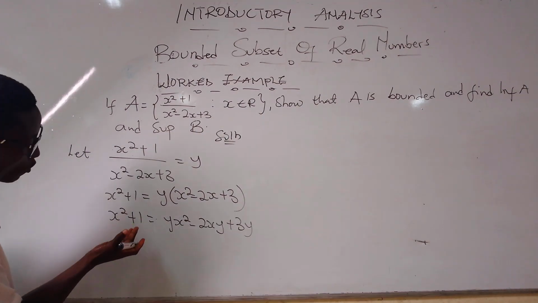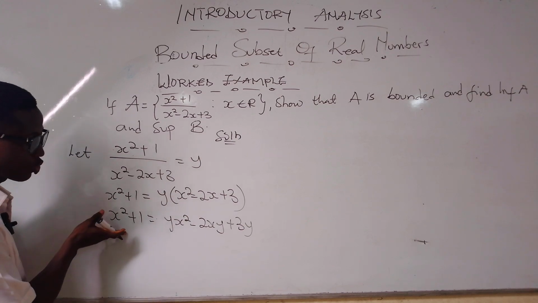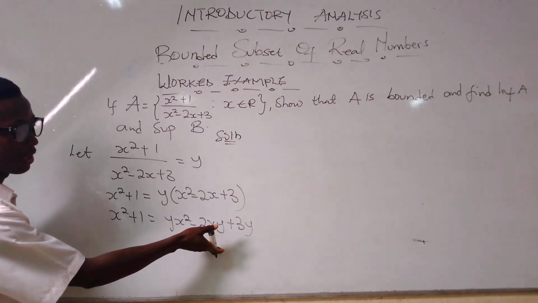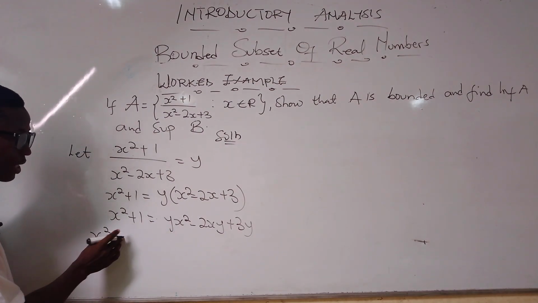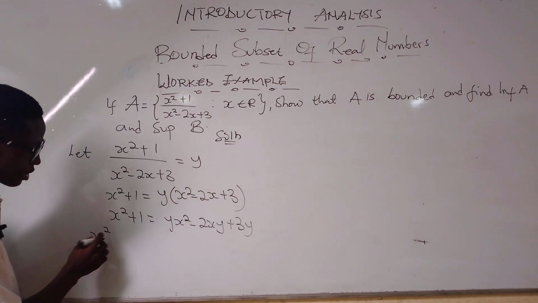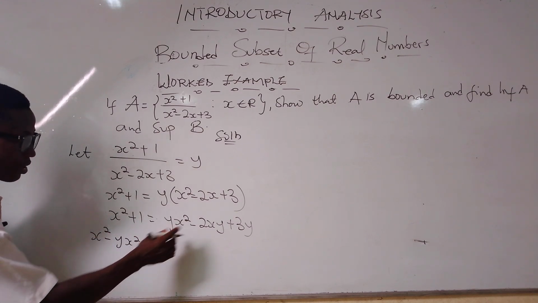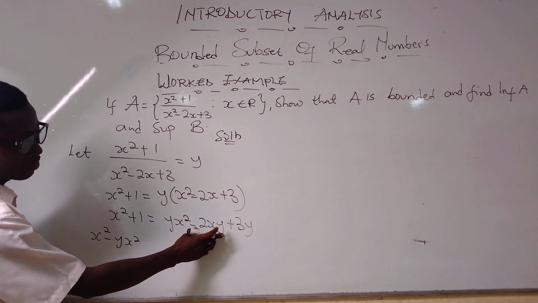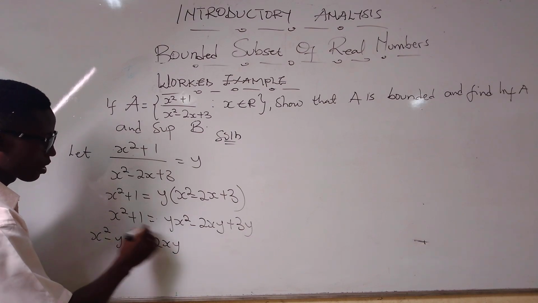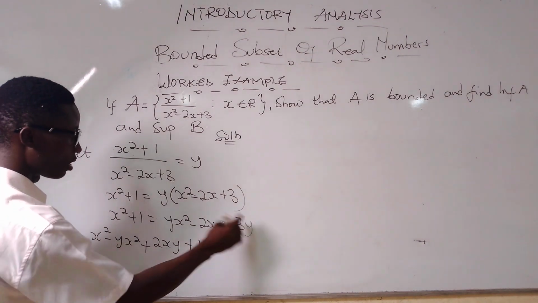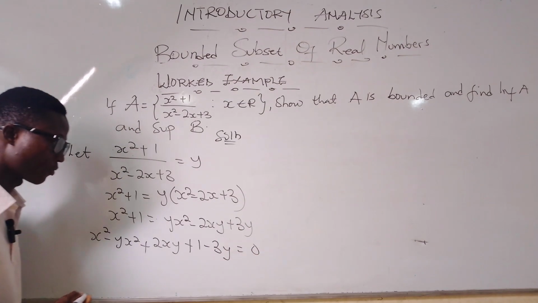So here we are going to bring all the terms to the left hand side. We can also take these to the right hand side, but let's bring them to this side. I'll have x squared here, then I'll bring yx squared to here, so I'm going to get negative yx squared. Then I will take negative 2xy up to this side, which will be positive 2xy, plus 1. Then negative 3y will come here, which is equal to 0.